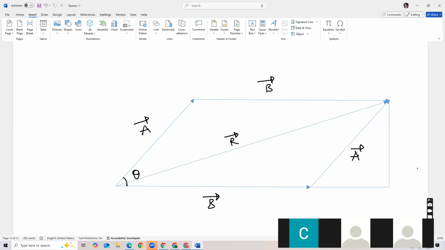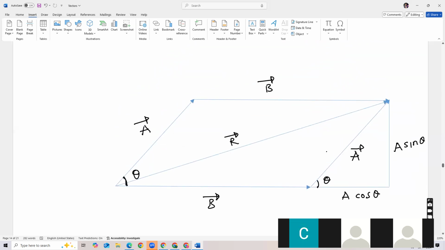So since this complete angle was theta, the angle between A and B, this angle should also be theta. Because the angle between vector A and B was theta, therefore this angle is also theta. So from trigonometric ratios, we know that this is basically A sin theta, this is A cos theta. Okay.